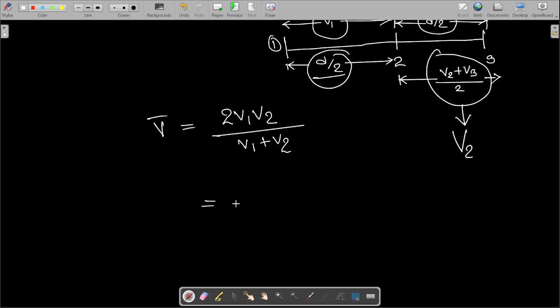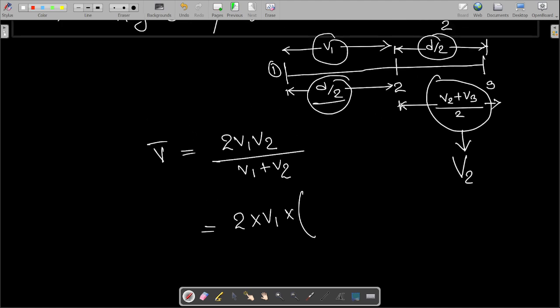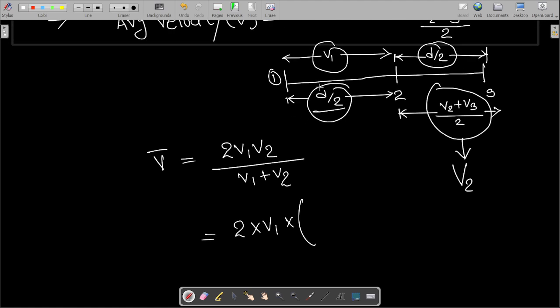What will be the expression? 2 into v1 into v2 plus v3 by 2 in the place of v2, because here the velocity from 1 to point 2 is v1 and from point 2 to point 3 is v2 plus v3 upon 2. Don't get confused with this v2 and this v2. These two are different.